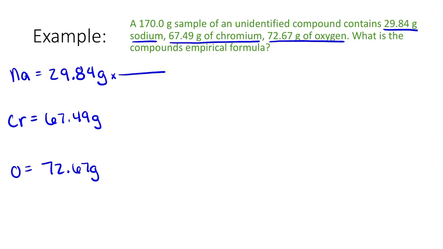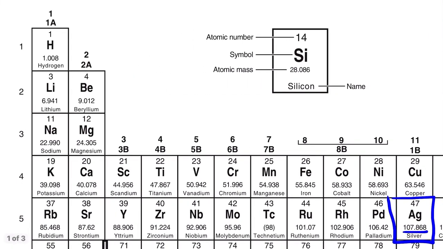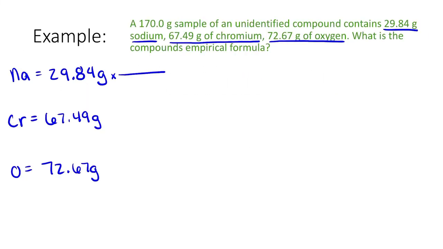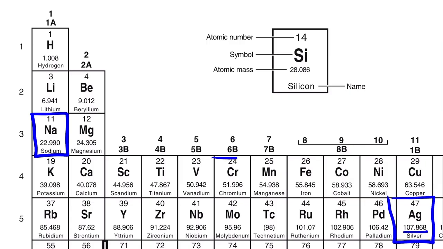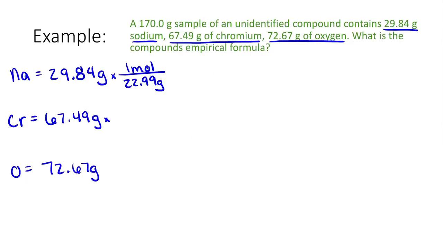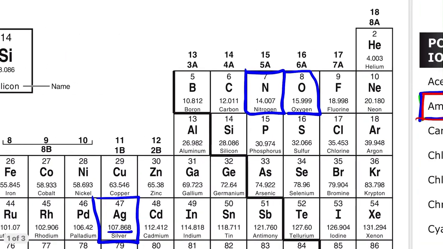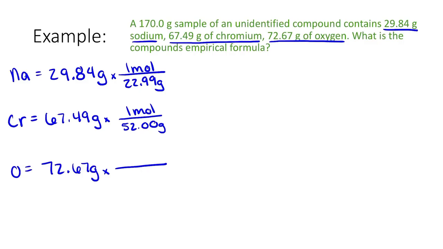So the molar mass for sodium is right here, 22.99 grams per 1 mole. The molar mass for chromium is right here. That's going to end up being 52.00 grams per mole. And then for oxygen, we take a look at our periodic table, we've already seen this one, it is going to be 16.00 grams per mole. All right. So now I just need to perform these calculations.